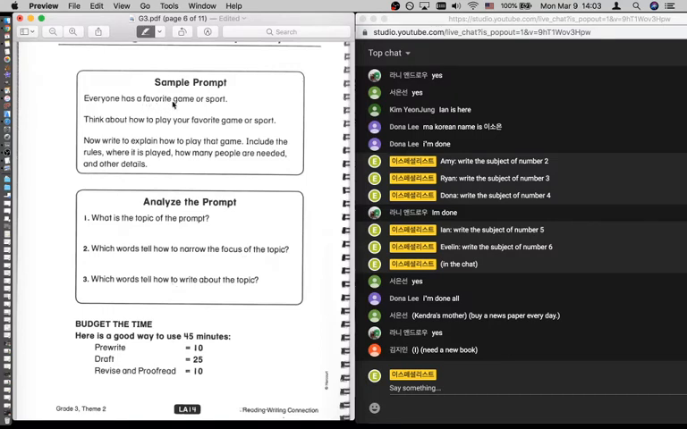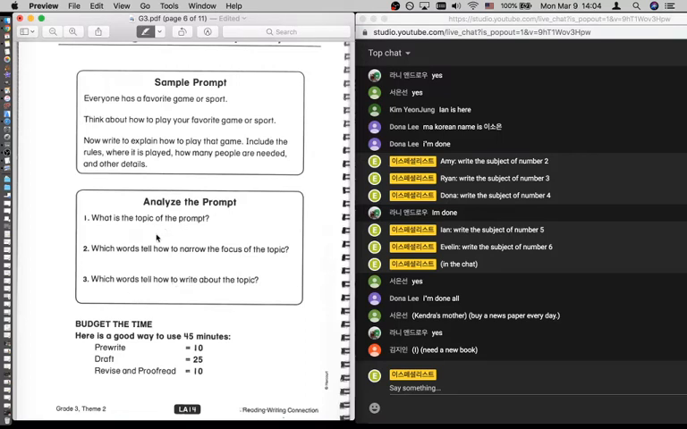Favorite game or sport. This narrows our topic. What are we writing? We're writing about just one game or sport, your favorite one. And now we don't just write everything about that sport, we explain how to play that game. So our big topic is games and sports, and our narrow focus, our main idea, is how to play your favorite game or sport.